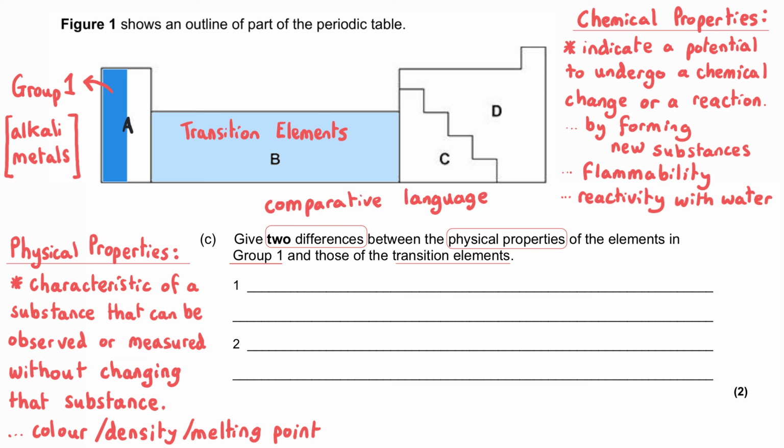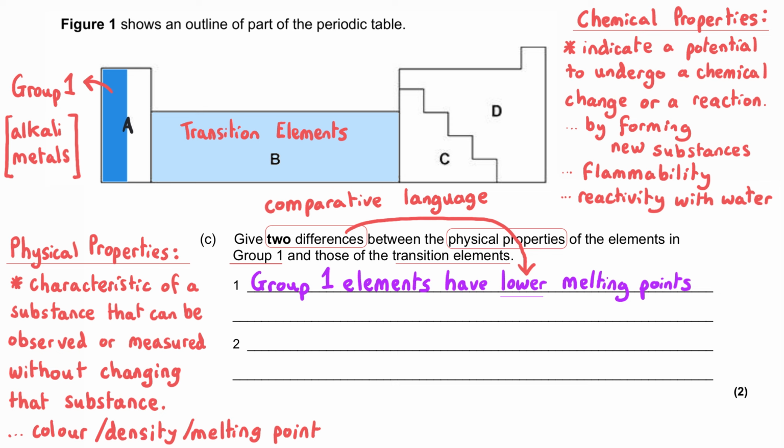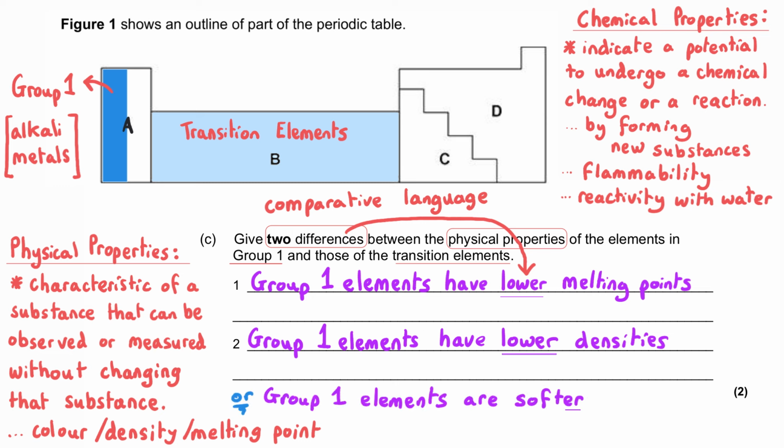When we highlight our differences, the easiest thing is to have one of the groups of the periodic table in mind. So, for instance, group 1 as our focus. And so the group 1 elements have lower melting points than the transition elements. And group 1 elements have got lower densities than the transition elements. We could also say that they are softer or they are less strong. We don't need to say all of those. Any two will get us the 2 marks, one for each of our ideas.